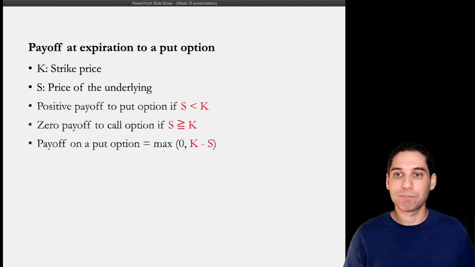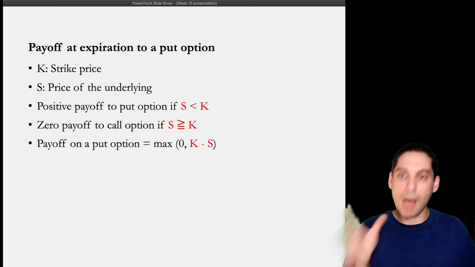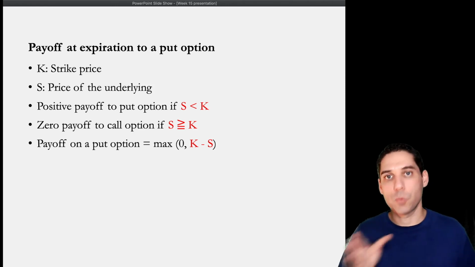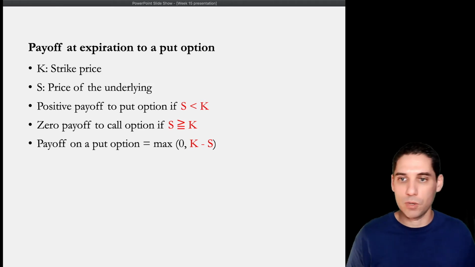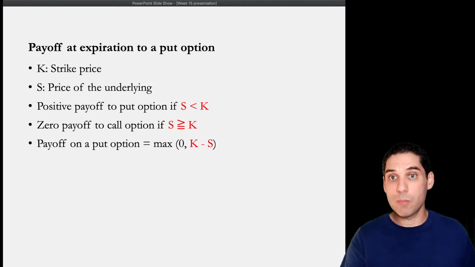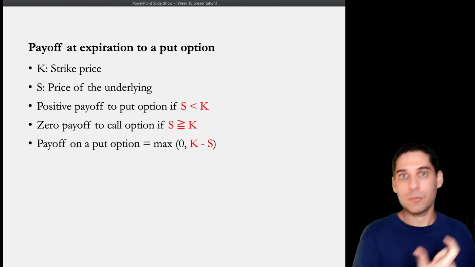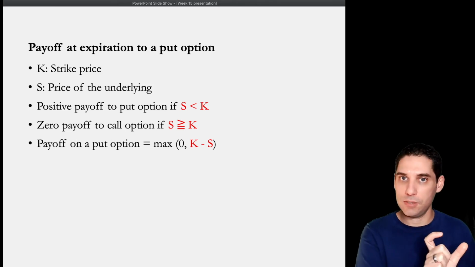So this is what the decision criteria is, right? Positive payoff to the put option if the underlying is worth less than the strike price. Zero payoff to the put option if the underlying is worth more than the strike price. So therefore, a summary of the payoff is the maximum of, again, zero, but instead of S minus K, which was in the call option, with the put option it's the opposite, K minus S, right?